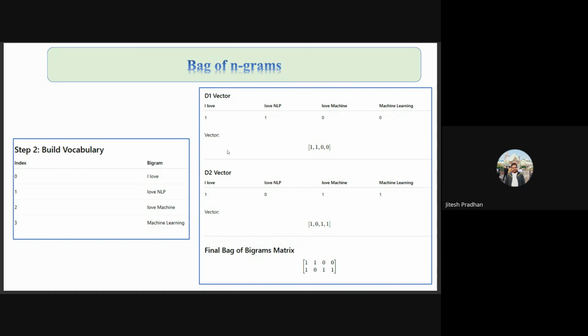Jointly, if you want to represent this, the final bag of words will be the first row vector versus the second row vector. Now this will form a matrix representation. Okay, this is how bag of n-grams will be represented.